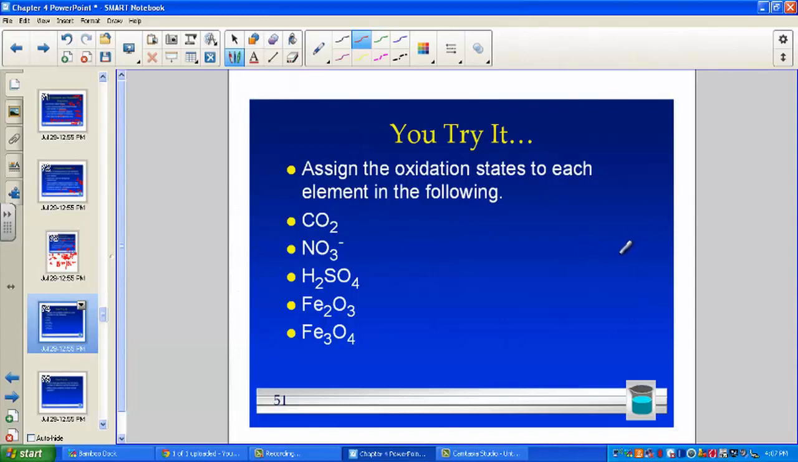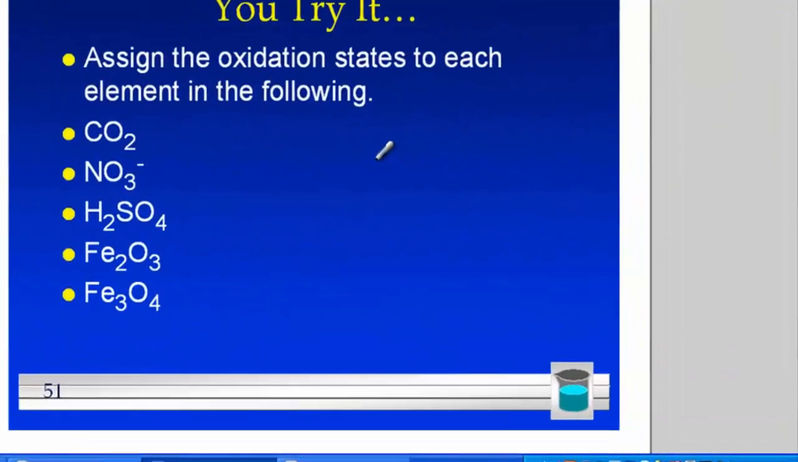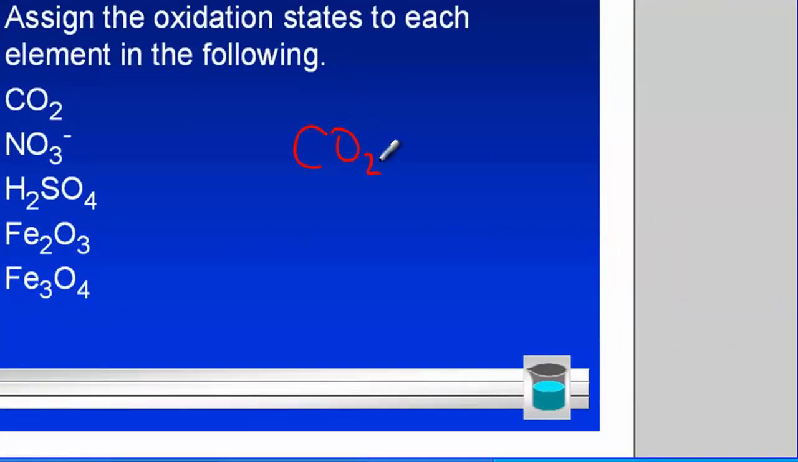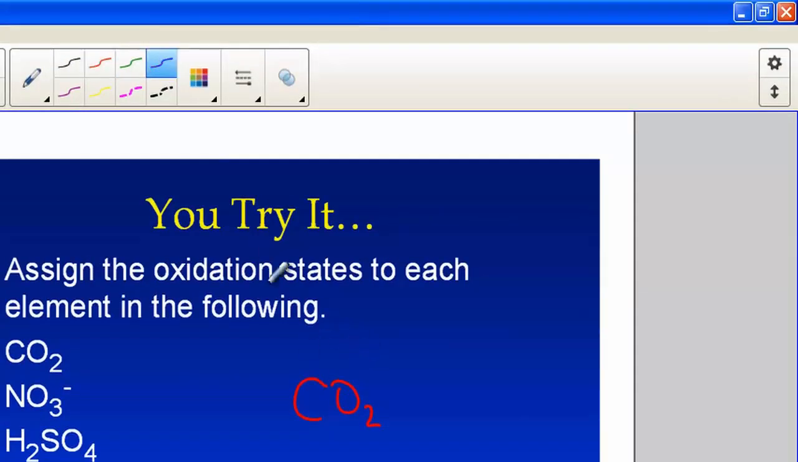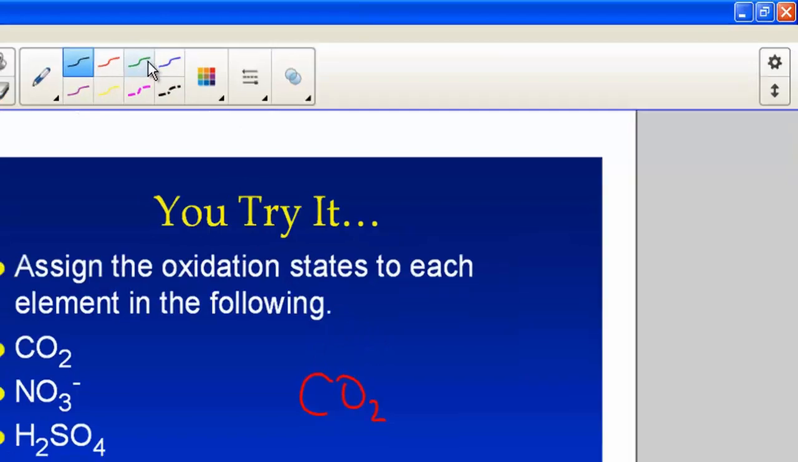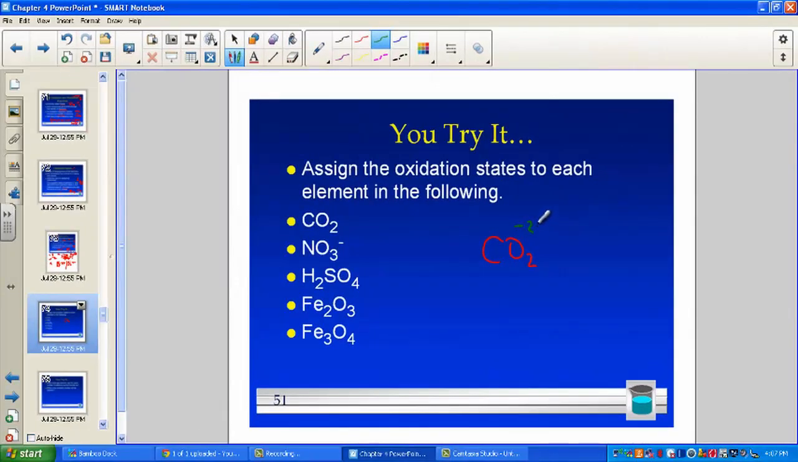Let's assign oxidation states to each of the elements in the following, practicing the rules as we go through. Here we have carbon dioxide, CO2. What rule number might play a role here? Well, let's read. Rule number 3 about oxygen. I always start with the oxygen because there's a rule about it. It says oxygen is always assigned a -2. Oxygen is a -2 oxidation number.